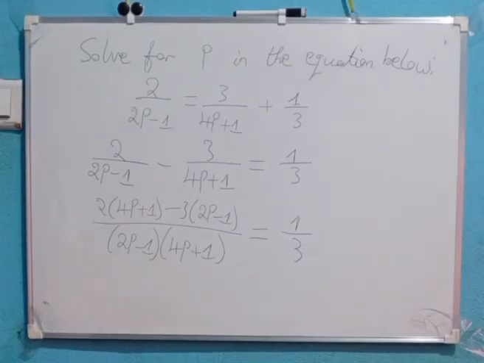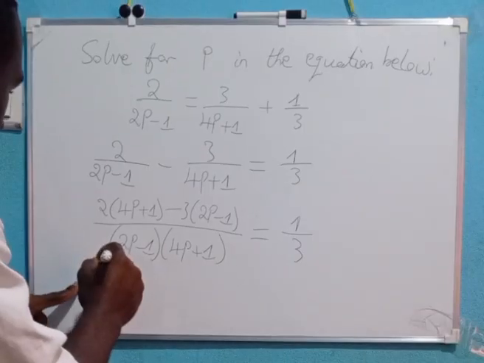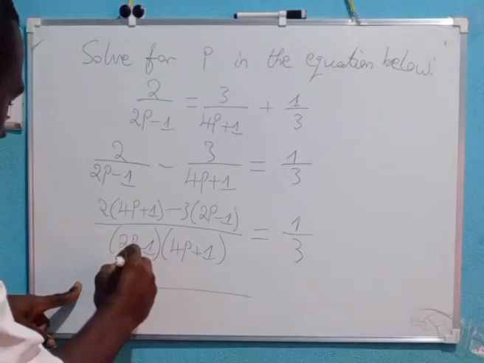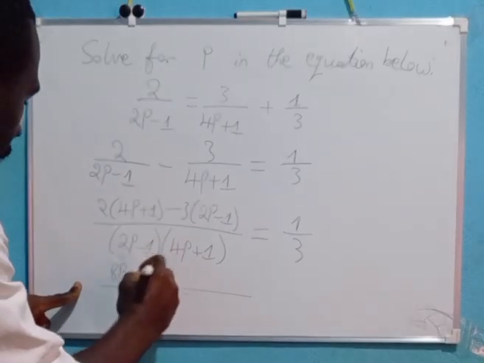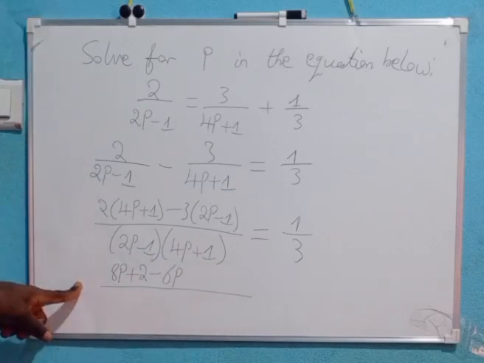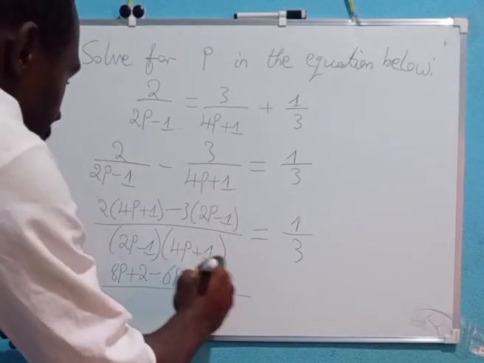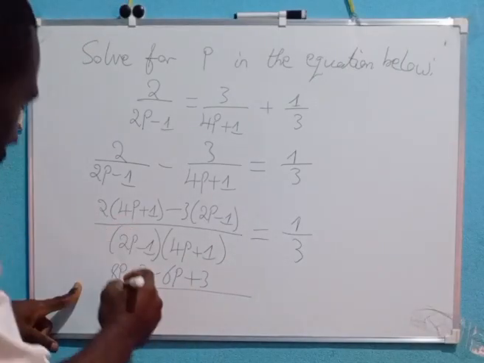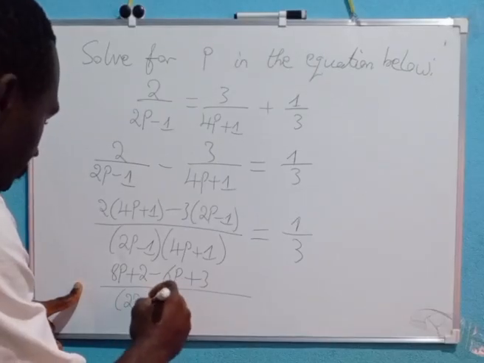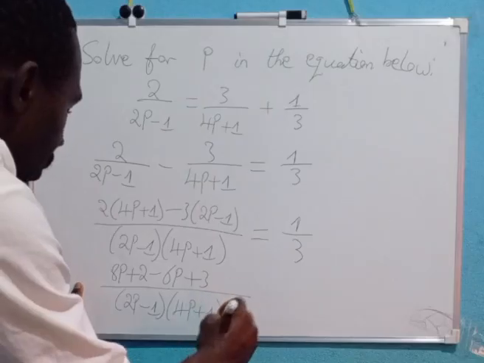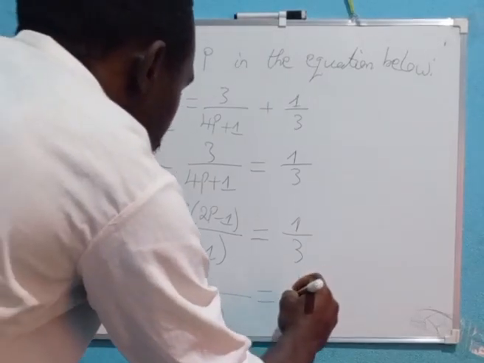Next step, we are going to expand the brackets at the numerator. This will give us 2 times 4p gives us 8p plus 2 times 1, which is 2. Negative 3 times 2p gives us negative 6p. Negative 3 times negative 1 gives us plus 3. All over, we take 2p minus 1 times 4p plus 1, and it is equal to 1/3.